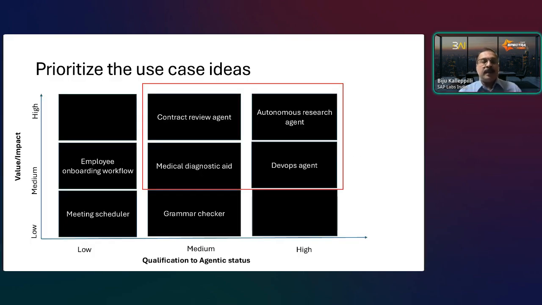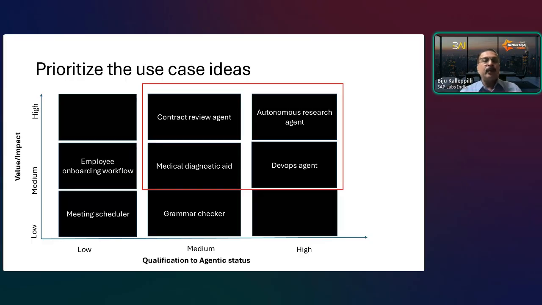So I have plotted a graph here, right? On the x-axis, you can see that the qualification to agentic status is being put here. Now it varies from low to medium to high. Second, the other parameter, value and impact. Again, it varies from low, medium to high. When you plot generic use cases, I have not picked up any particular organizational context. Here I have put something very generic for people to understand it.